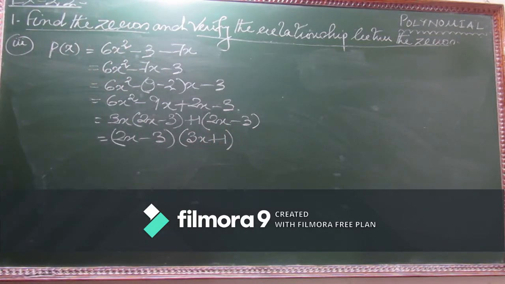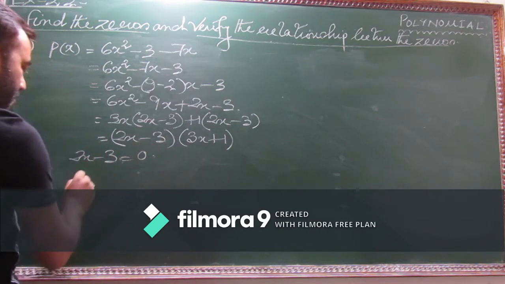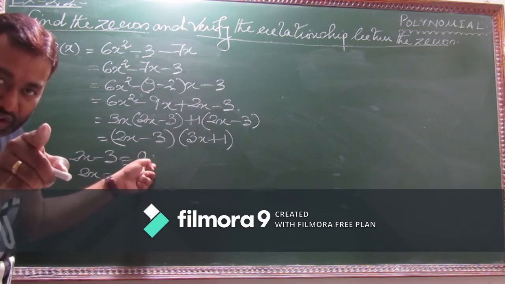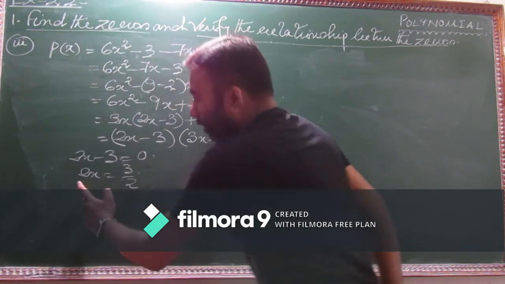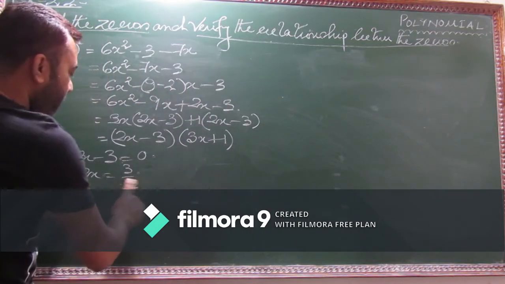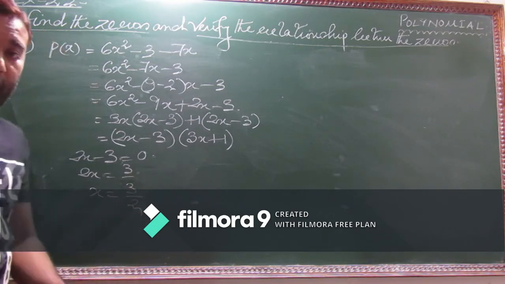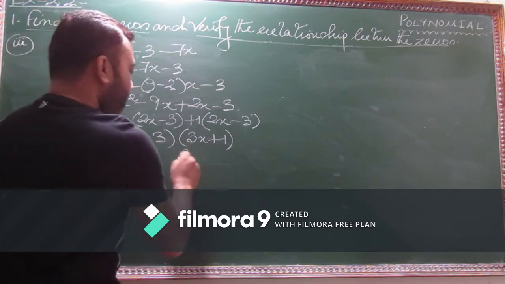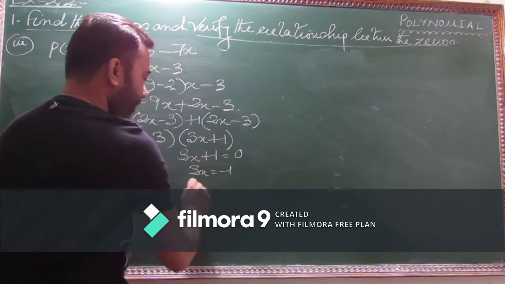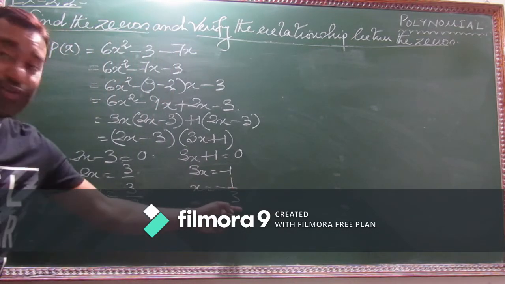So if I need to find the zeros, how can I find them? 2x minus 3 is equal to 0, or 2x is equal to 3. Minus 3 goes to the other side as plus 3, and divide by 2. So it is not 2x. If you want to write 2x, then it would be only plus 3, or x is equal to 3 by 2. To find the other zero, what do I have to write? 3x plus 1 is equal to 0. 3x is equal to minus 1. x is equal to minus 1 by 3. That means these are the two zeros.